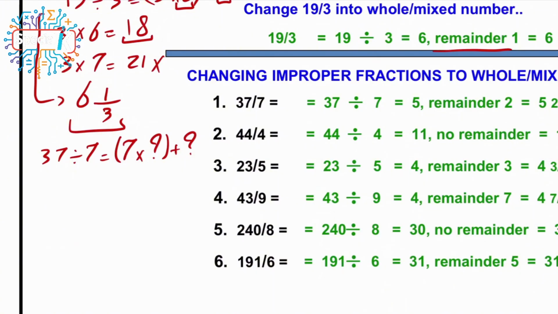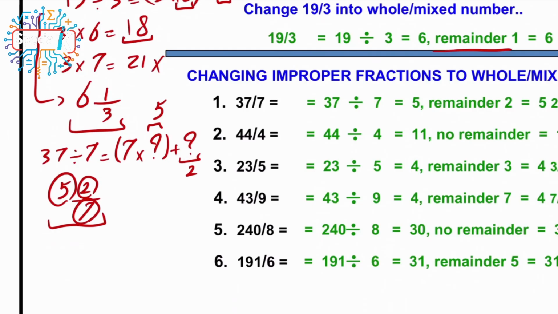7 times 6, 42. I don't like it. 7 times 5 is 35. That's bingo. So I do have the first number as 5. It means that I do have 5 whole 7's, or 5 whole pizzas, inside 37 slices. What is going to be left? I do have it as 2. How can I write it down? Easy. 5, 2 over 7. 5 whole pizzas, 2 slices out of 7 slices.